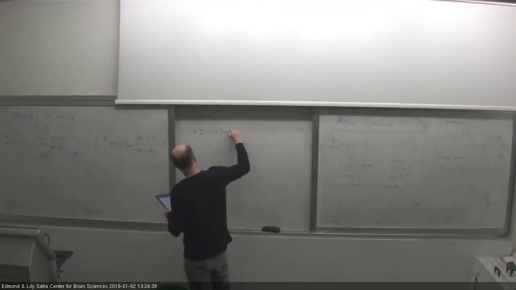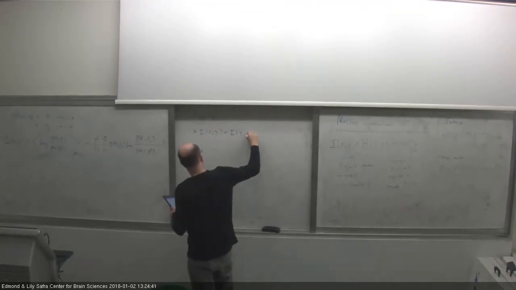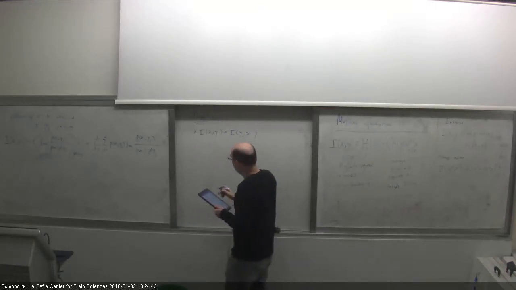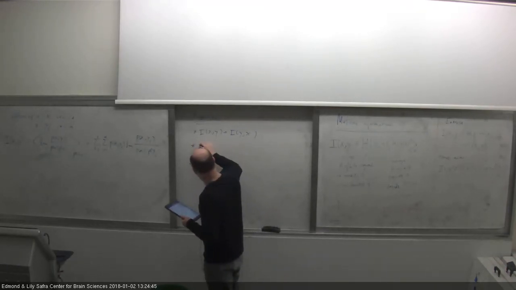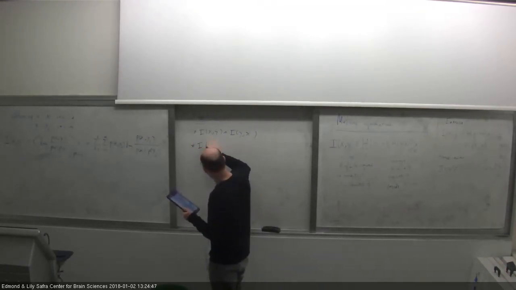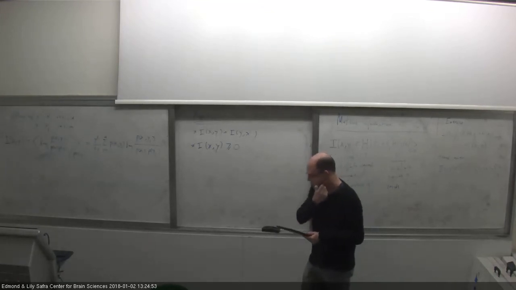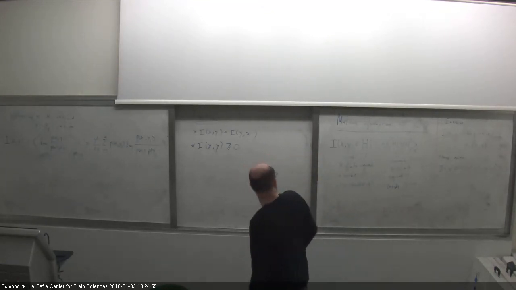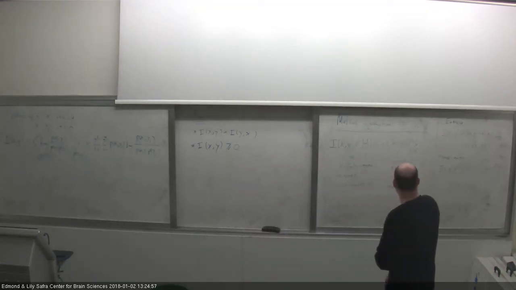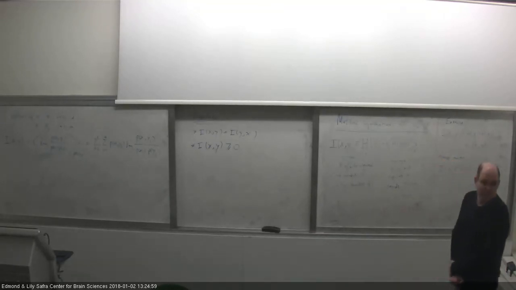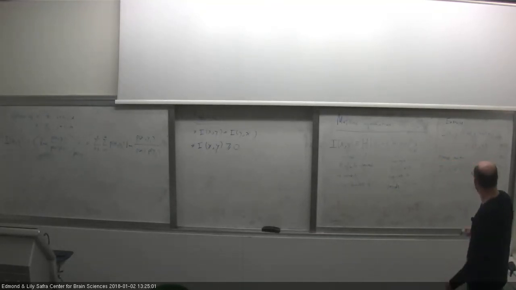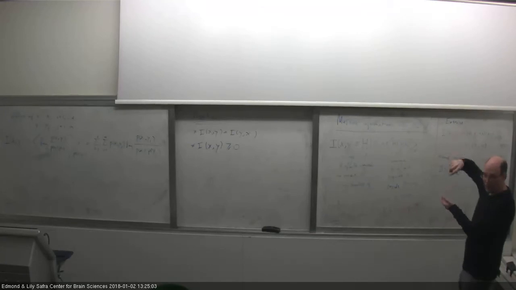So one property we discussed is that it's symmetric. There's another important property, which is that the mutual information between two variables is always larger than zero. When is it zero? Right, when they are independent. So we can see from the other way that when they are independent, it's zero.